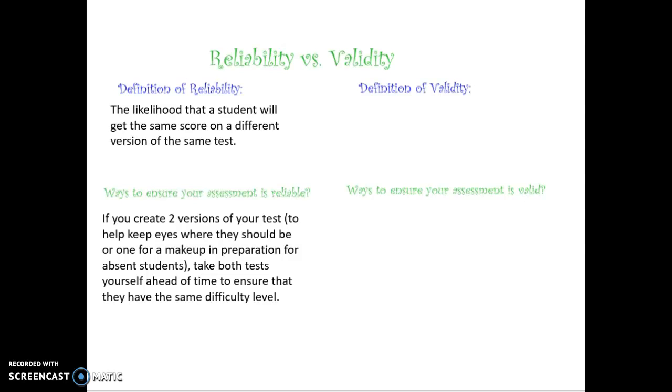Well, I generally give 2 versions of my test, partially to help keep eyes on their own paper. You could also do this if you're going to have a makeup test ready for those students who are absent. Some of my students believe that test days are good days not to be at school, and so I need an assessment prepared for when they return.